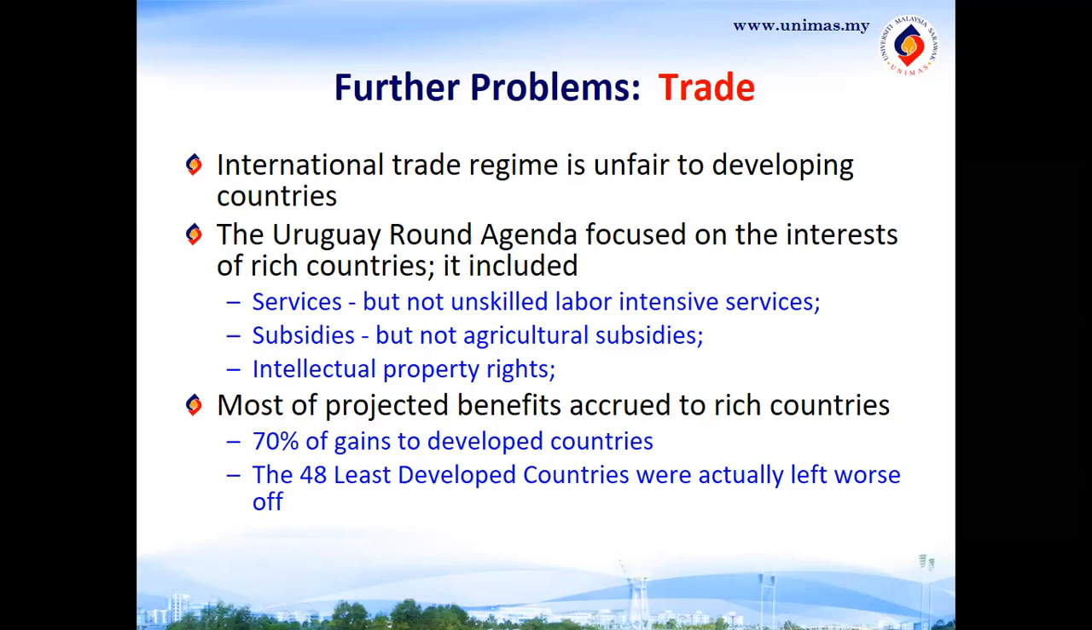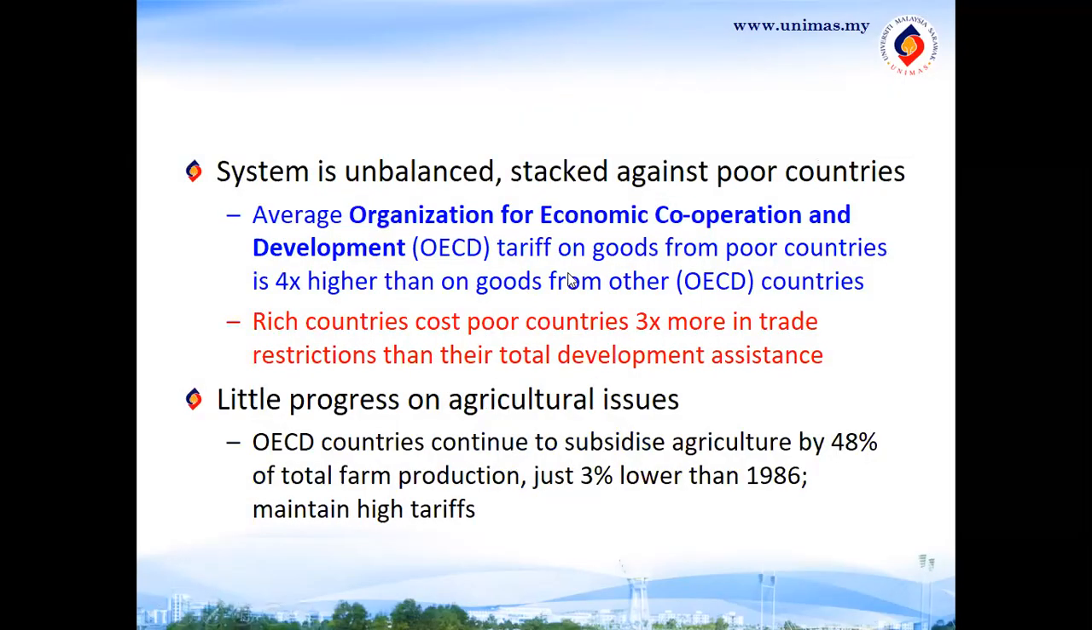For example, 70% of the gains of trade go to developed countries, and also the 48 least developed countries were actually left worse off than before they were engaged in international trade. So that is the situation. So in other words, the system is unbalanced, stacked against poor countries. So for example, the average Organization for Economic Cooperation and Development, OECD tariff on goods from poor countries is 4 times higher than on goods from non-OECD countries. In other words, that's unfair trade barriers.